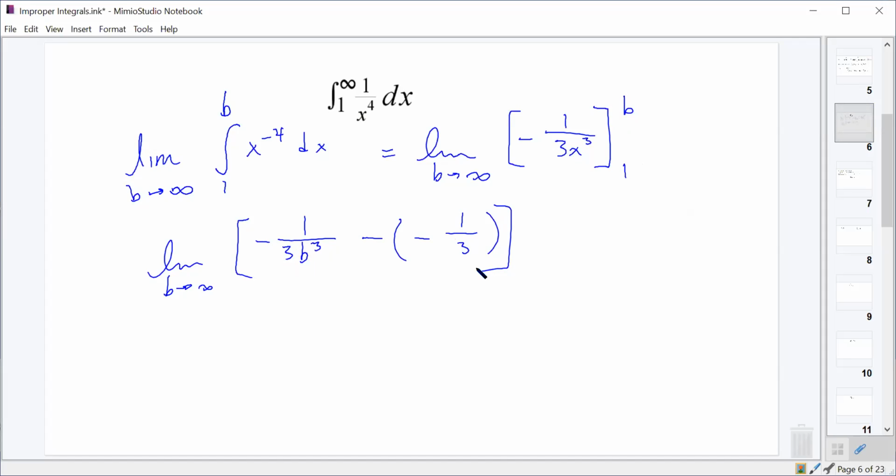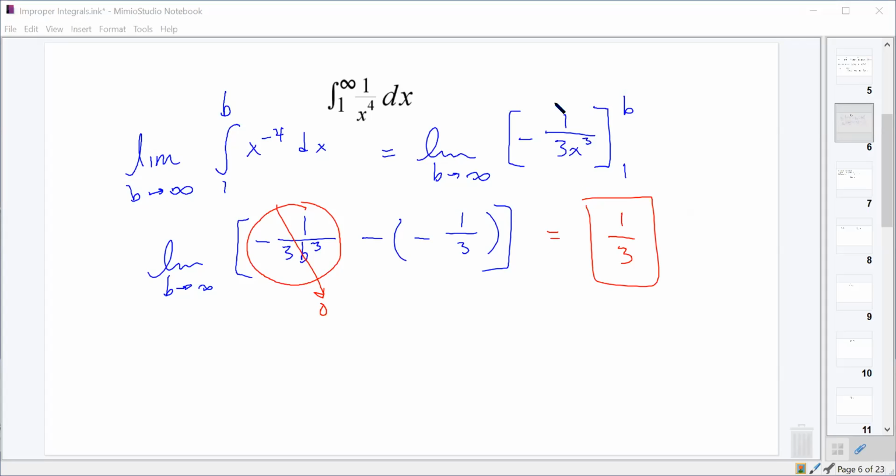All right. And as b goes towards infinity, what happens to negative 1 over 3b cubed? What does it approach? 0. Approaches 0. And so what do we end up with? As b goes towards infinity, negative 1/3 is just 1/3. And so the value of this integral, the integral from 1 to infinity of 1 over x to the 4th is 1/3 of a unit.